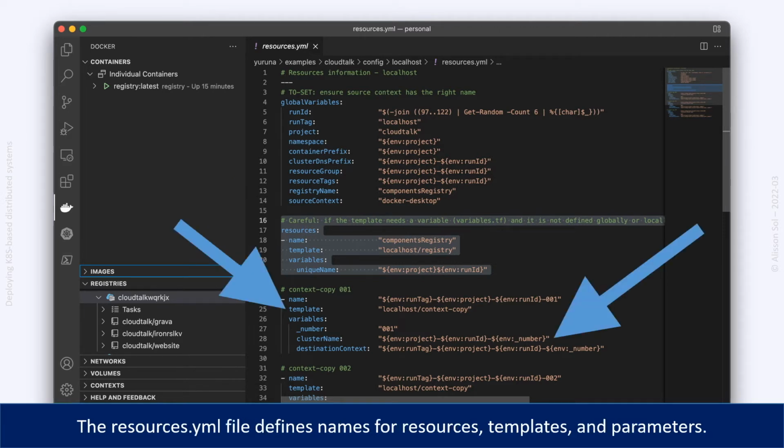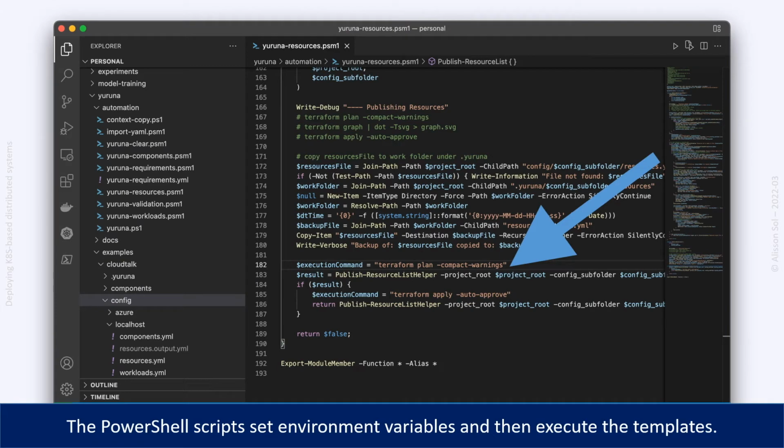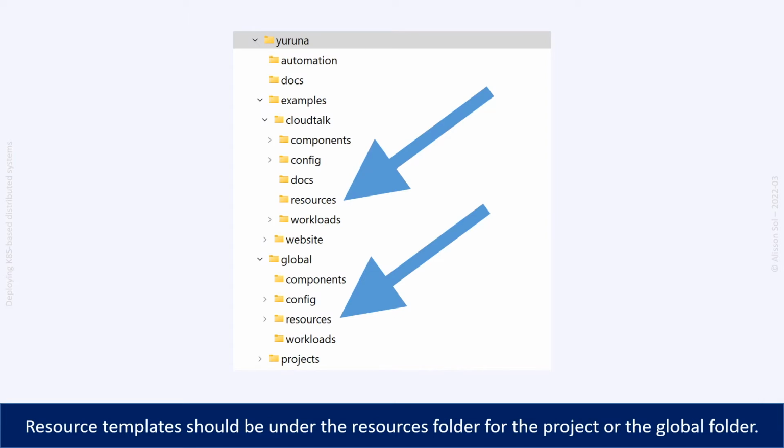The resources YAML file defines names for resources, templates, and parameters. The PowerShell scripts set environment variables and then execute the templates. Resource templates should be under the resources folder for the project or the global folder.